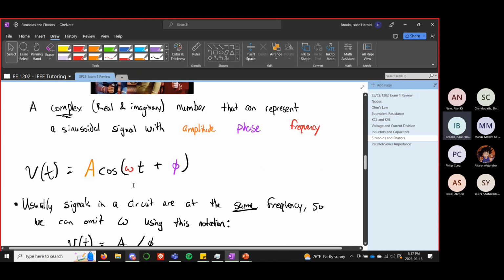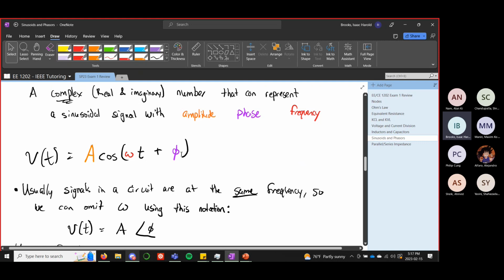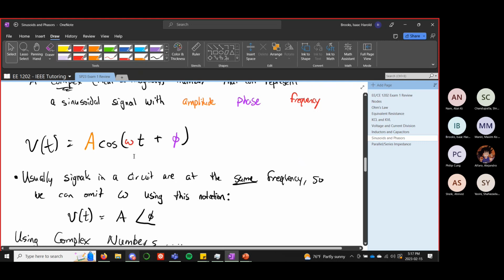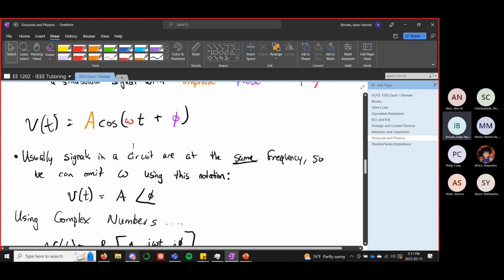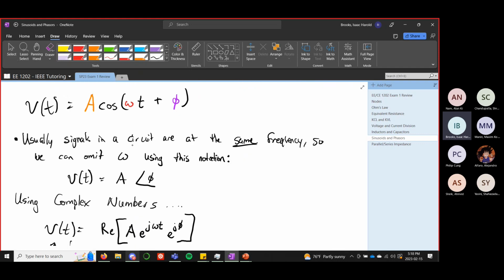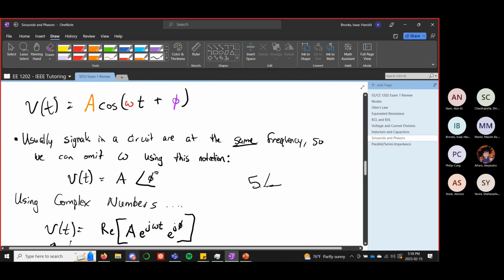So say that this is our signal. This is a voltage generated by your function generator. And you can describe it in this way, where you have your amplitude, your phase, and your frequency. Okay? When we're using these phasors, you've seen this notation before. You have the magnitude at an angle of some degree measure, right? So like 5 at an angle of 44 degrees. You've seen this notation before?